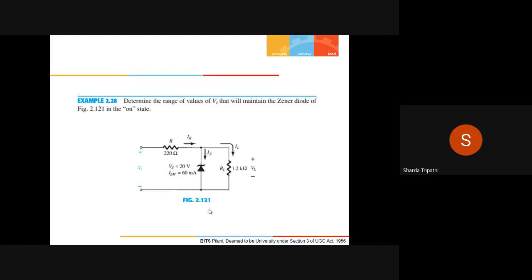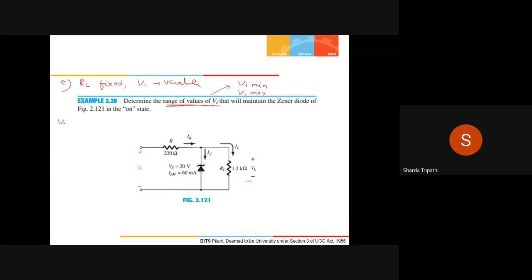Okay. So then we move to the third and the last case. Here the RL value will be fixed and VI has to be variable. So the question will say that you need to find the range of values of VI for which constant voltage is maintained at the output. That means you need to find out VI min and you need to find out VI max.